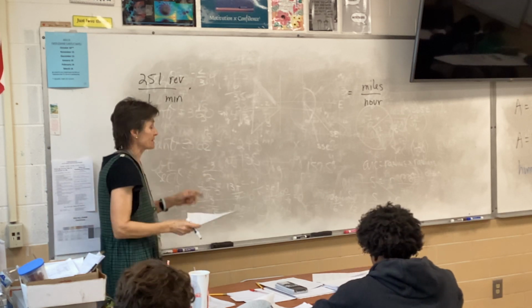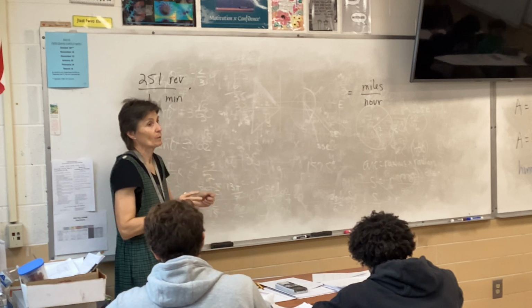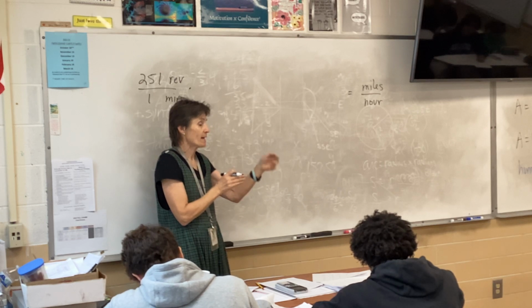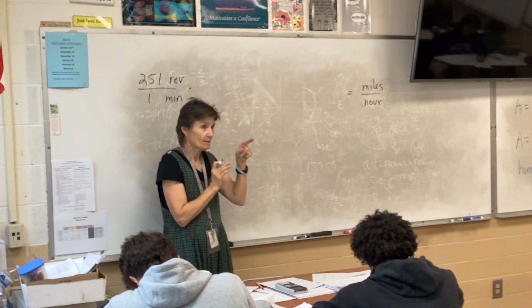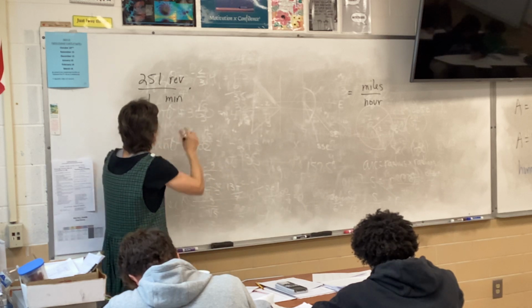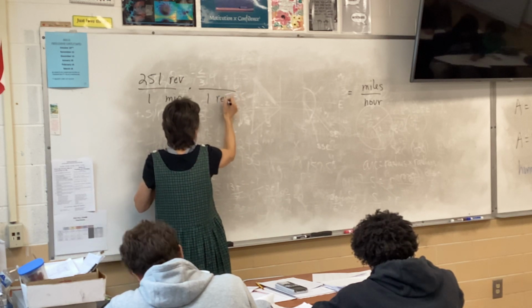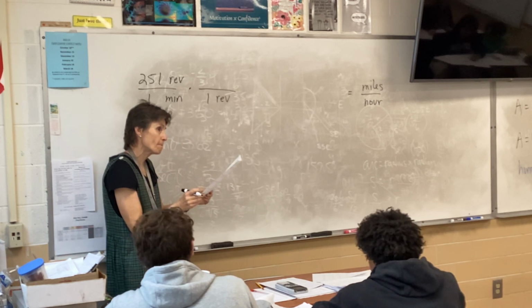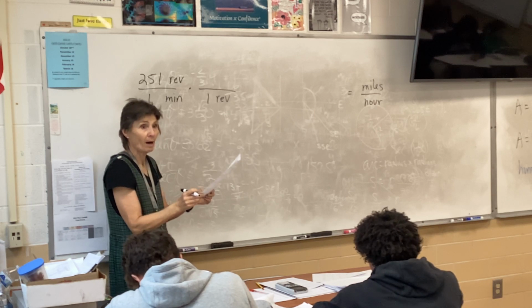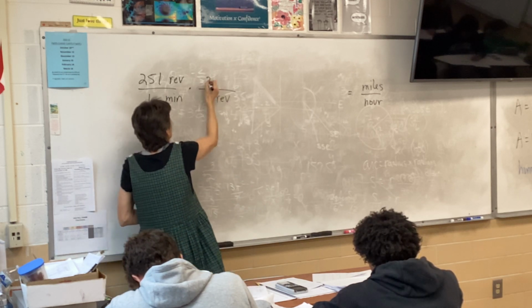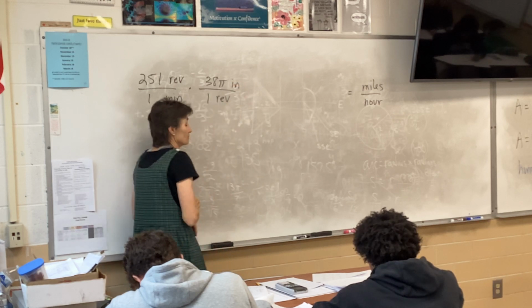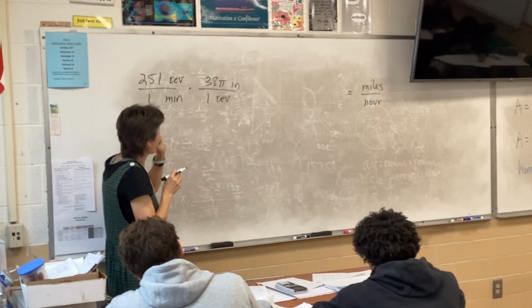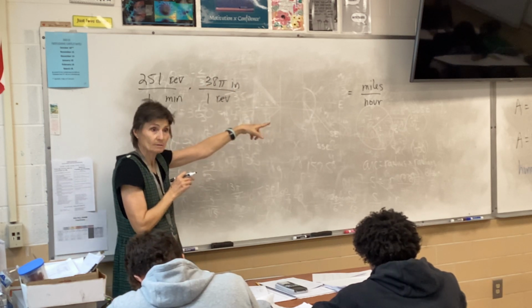So, this happens all the time. We either have revolutions or we want revolutions. Either way, we make the transition by remembering that one revolution is a circumference. So, one revolution is a circumference, which for this tire would be 38 pi inches. So now these are gone. Don't worry about revolutions. Now I got distances. I have inches. I need miles.